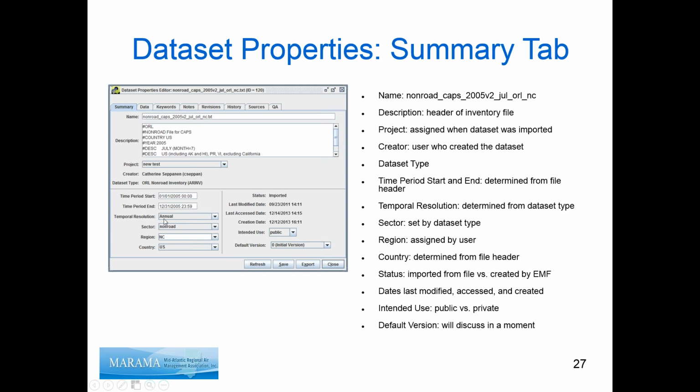Well, the temporal resolution is annual, but then it has a time period start and a time period end. It pulled from the description of the file that the year is 2005, and so it set the time period start and end to the full year, starting on January 1st, ending on December 31st. I happen to know that this is actually just July data, because the description tells me that.